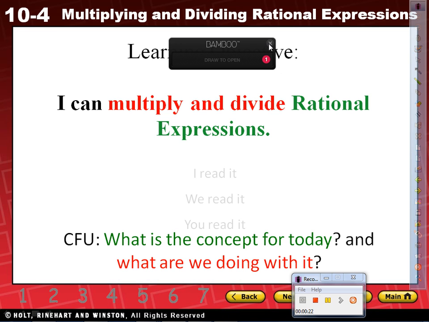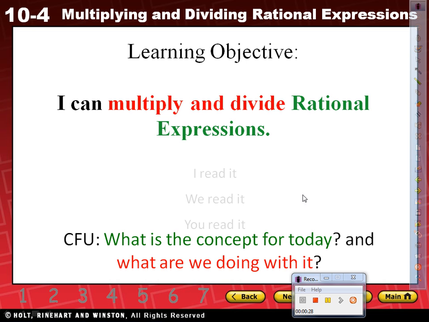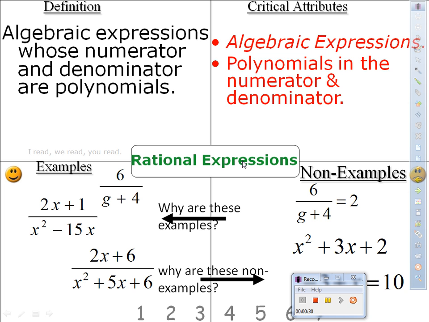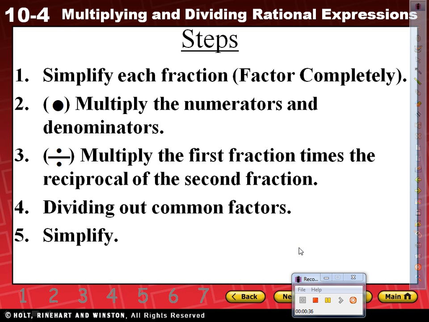Therefore, we don't need the Frayer model. We already know what rational expressions are. We do need steps, though. Copy these down, please.